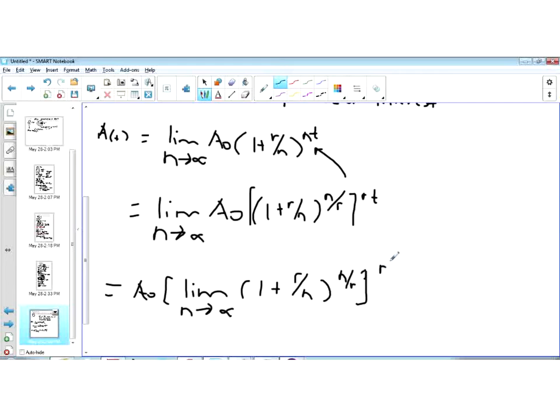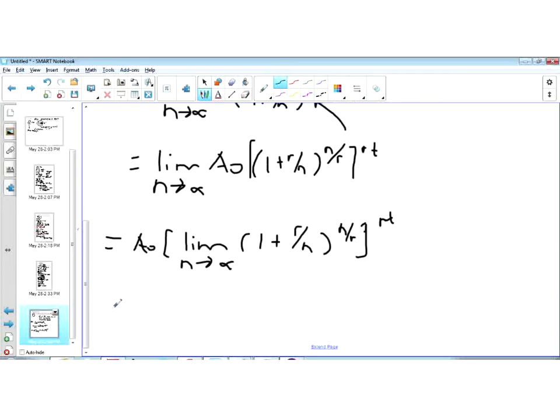Okay, and then that is to the RT power. Okay, and then so we make a variable substitution. So we say let m equal to n over r. Okay, so we'll make a change of variable substitution in the limit operator. So as n goes to infinity, so goes m. Okay, so n and m both go to infinity because they're only related by 1 over r.